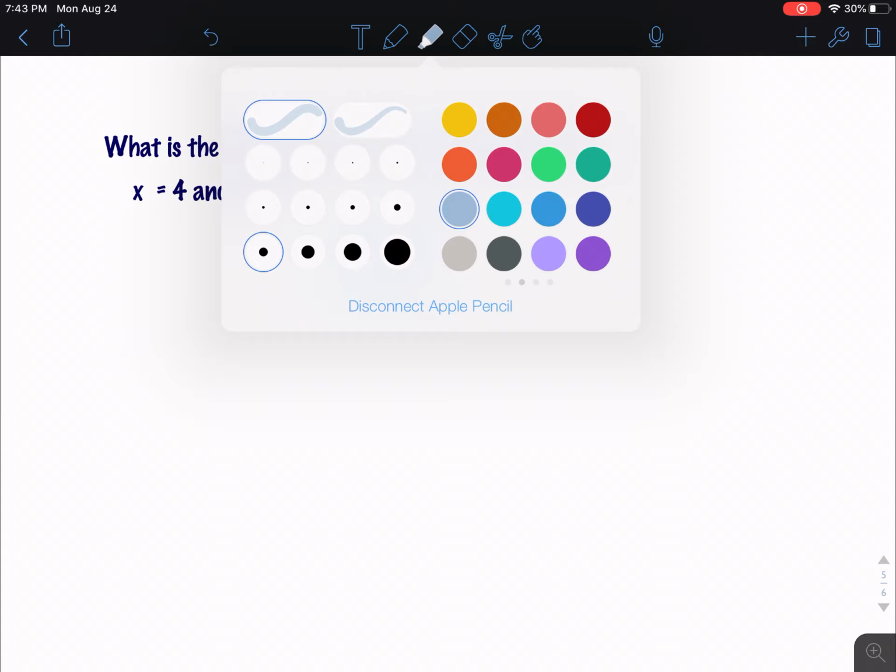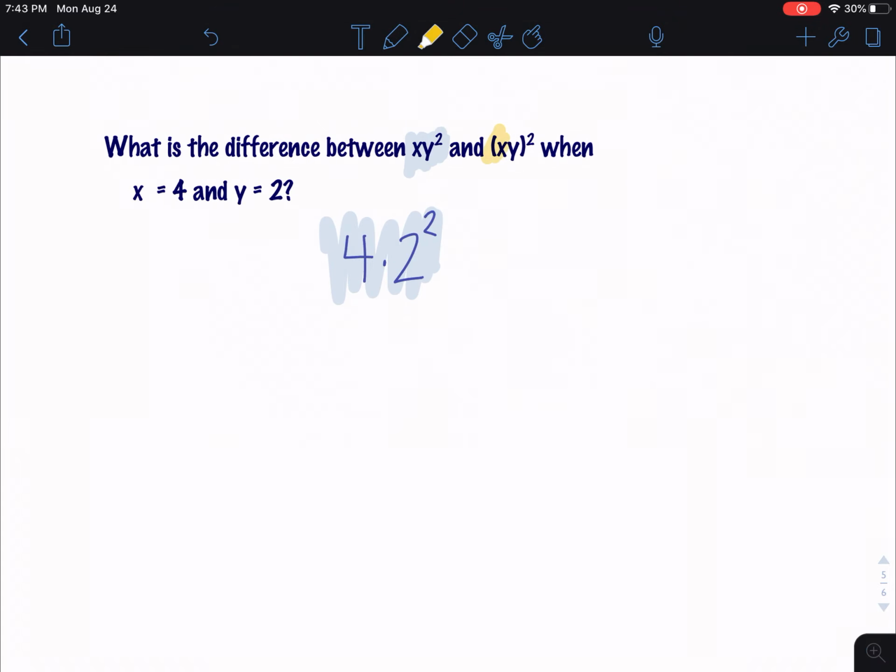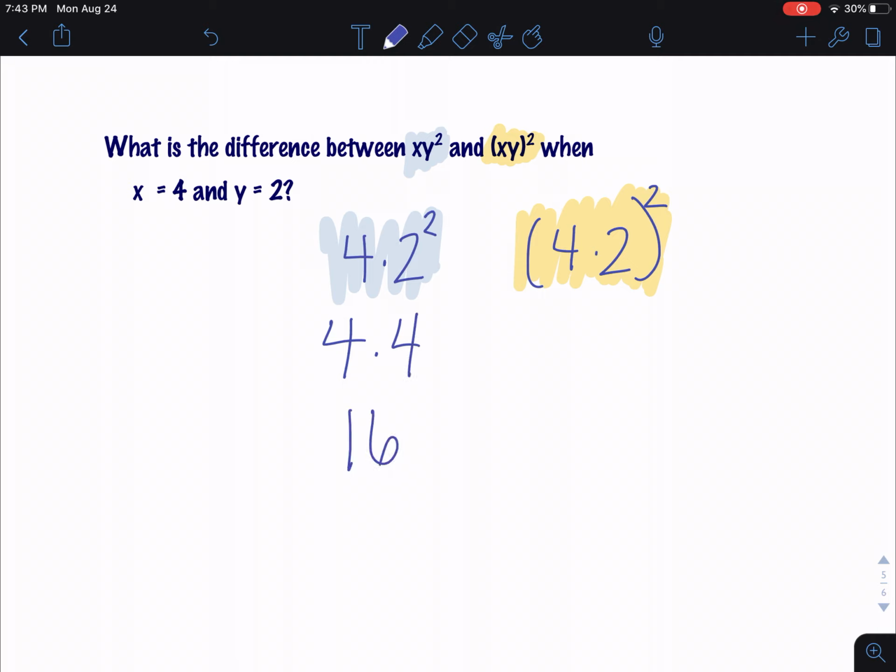In the second expression, where there are parentheses around the product, that means the entire product is being squared. This will, in fact, result in different answers because there are different pieces shown as being squared. In the example on the left, order of operations tells me I need to square the 2 first, and only the 2. 2 squared is 2 times 2, or 4. This leaves me with an answer of 16.